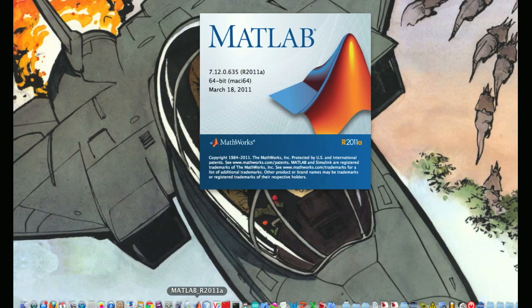But we're going to spend some more time looking at Matlab and trying to understand some of the relationships that we looked at last week with the Fourier transform.